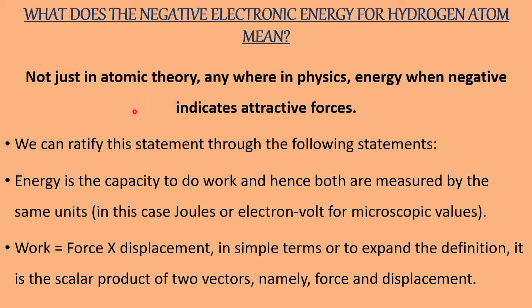So that is called the least energy form of that electron. So that energy state is called the ground state. Under normal condition, the electron is in the ground state. Okay, that is the meaning. We can rectify this statement through the following statements.